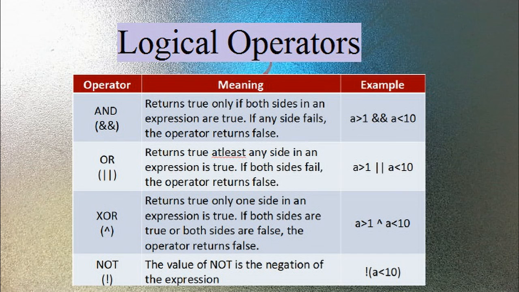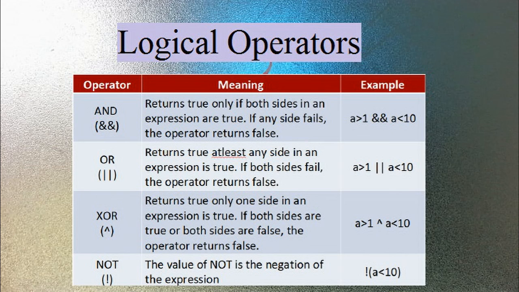Next, logical operators. AND operator. It returns true only if both sides in an expression are true. If any side fails, the operator returns false. OR operator. It returns true if at least one side in an expression is true. If both sides fail, the operator returns false.